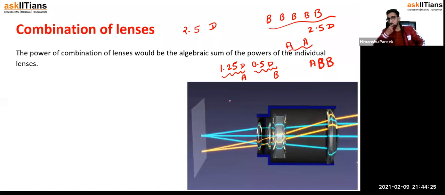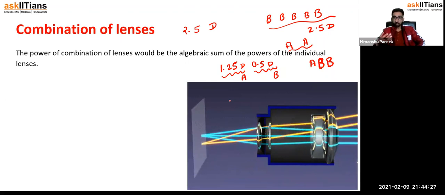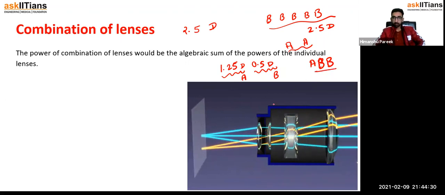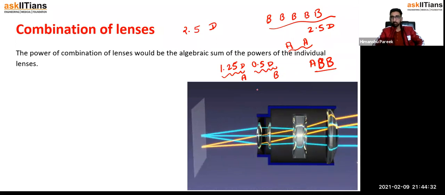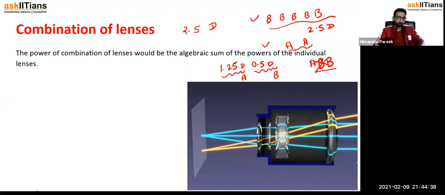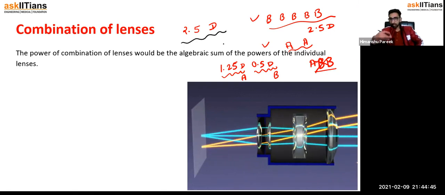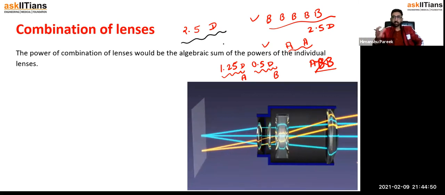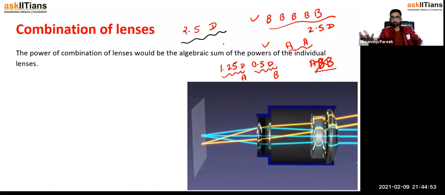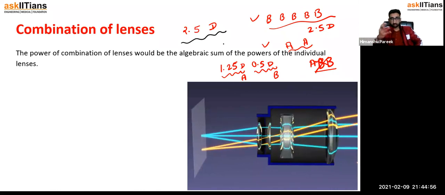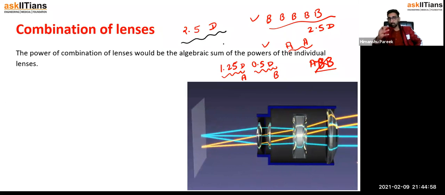So in this way, there are multiple possibilities with which we can go. I think this will not be possible, because it is 1.25. Yeah, exactly, so that is not possible. But these two combinations are possible. So actually, what is the main goal here? That we have to maintain the total power 2.5 diopter. So that can be done in multiple ways. It is not necessary that you have a 2.5 diopter lens to get that final power. With the help of smaller ones also you can make the bigger one.